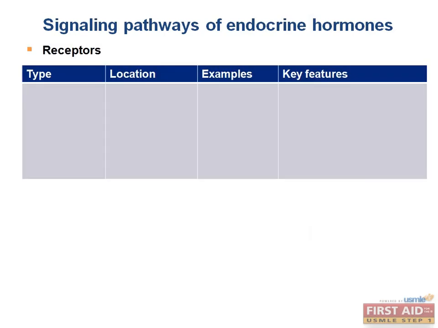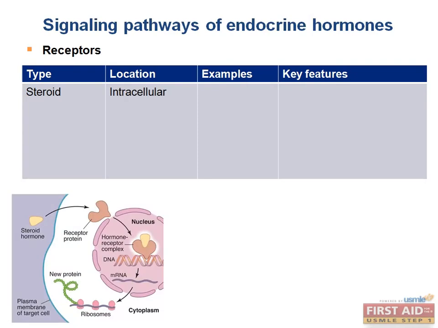Let's first start with the receptors. There are three major types that you need to know for this section. The first is the steroid receptor. This is a unique type of receptor because it is found inside the cell. What that means is that the hormone will have to cross the plasma membrane to reach its receptor. If that's the case, I'm sure you're thinking that these hormones are lipophilic. And you are absolutely correct.